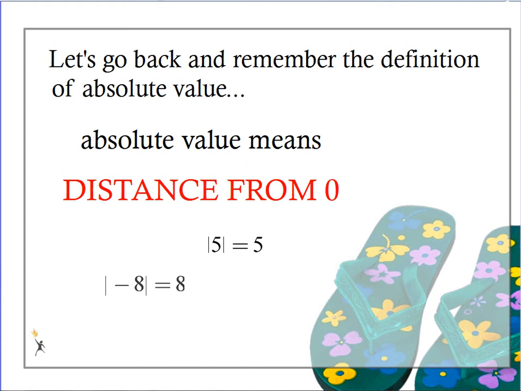If we're looking at the absolute value of -8, on a number line it is exactly 8 units away from 0. So the absolute value of -8 is 8. Since distance can never be negative, when you take an absolute value, you always get a positive result because you're talking about distance.